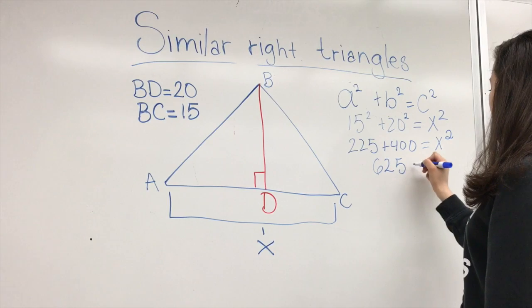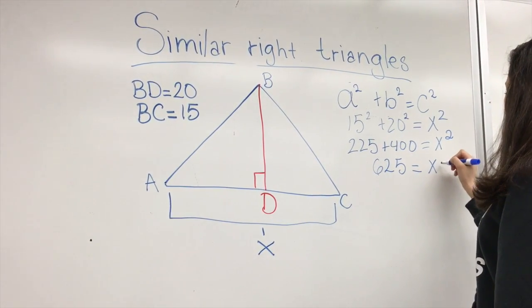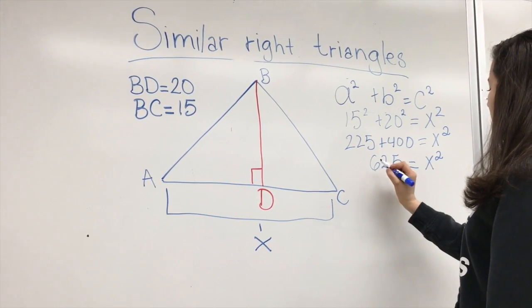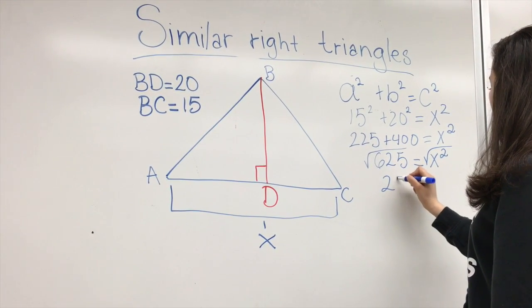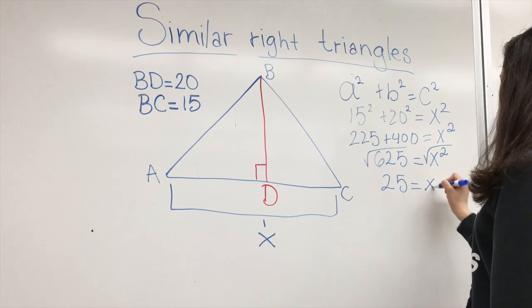That gives us 625 equals AC squared. Now we are going to simplify, and that gives us AC equals 25.